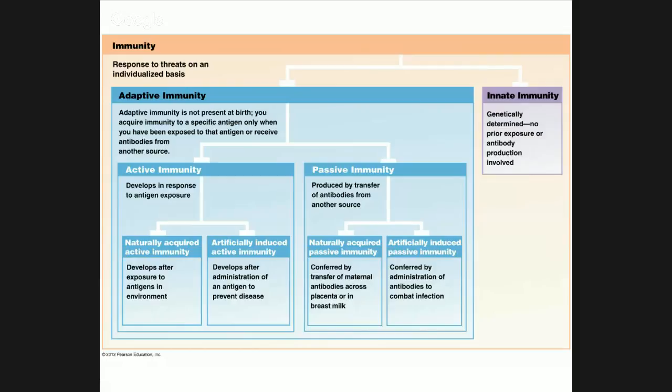You can drive down the road and see a CVS or a Walgreens or something like that, and get the shingles vaccine. The shingles vaccine is just a chickenpox vaccine. If you've already had chickenpox, there's no need to get the shingles vaccine because it's not going to protect you against shingles. If you've never had chickenpox and you get the shingles vaccine, it'll protect you against that.